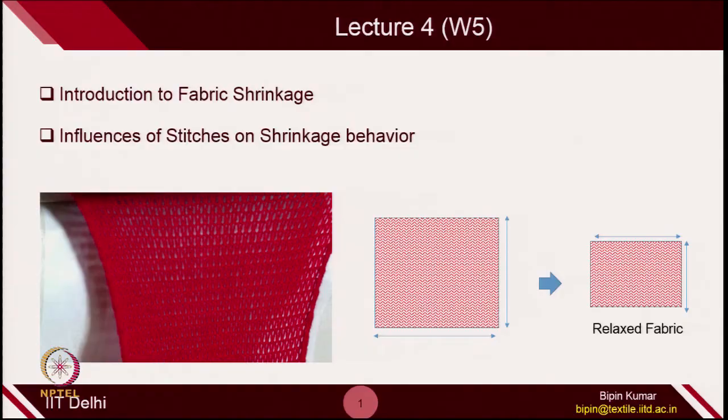So, in that case, it is very important that you should have some understanding for achieving a particular length and width of the fabric: how many needles you should select on the machine and how many courses you should run on the machine to achieve particular dimensions of the fabric. So, that is why shrinkage becomes extremely important. In this particular lecture, we are going to observe the shrinkage performance of the fabric.